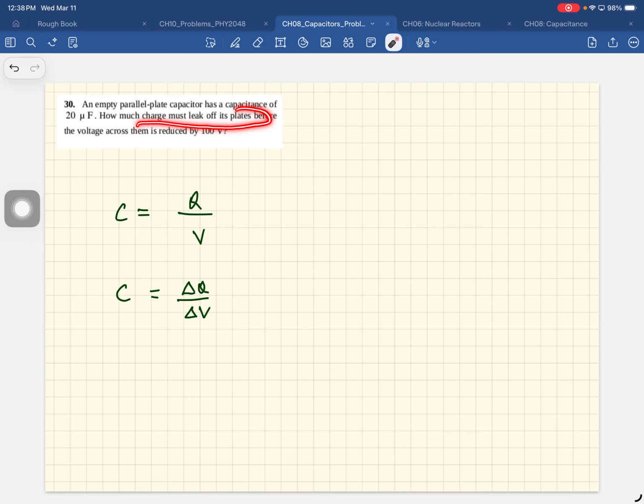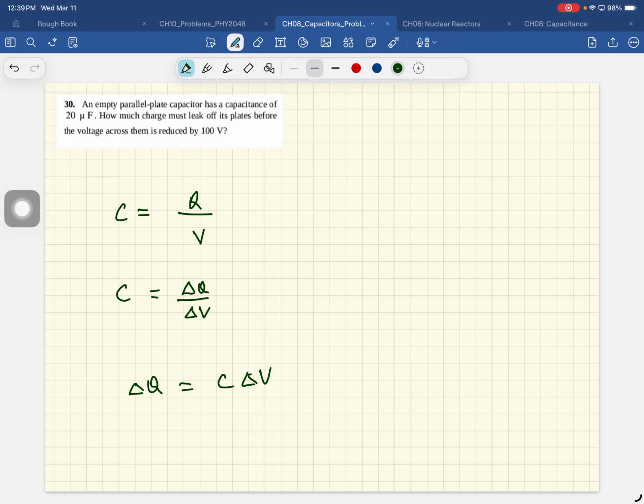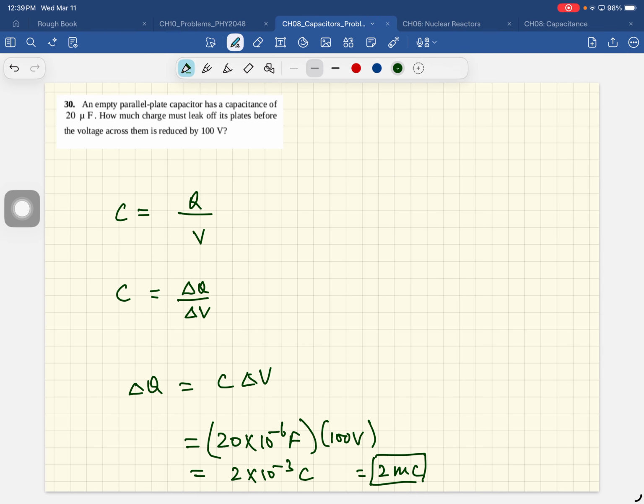Okay, so this is the amount of charge that must leak off. So this charge leaks off and the voltage reduces by that much. Okay, so this is 20 microfarads, 100 volts. So this is 2 times 10 to the minus 3 coulombs. So 2 millicoulombs has to leak off for the voltage to drop by 100 volts.